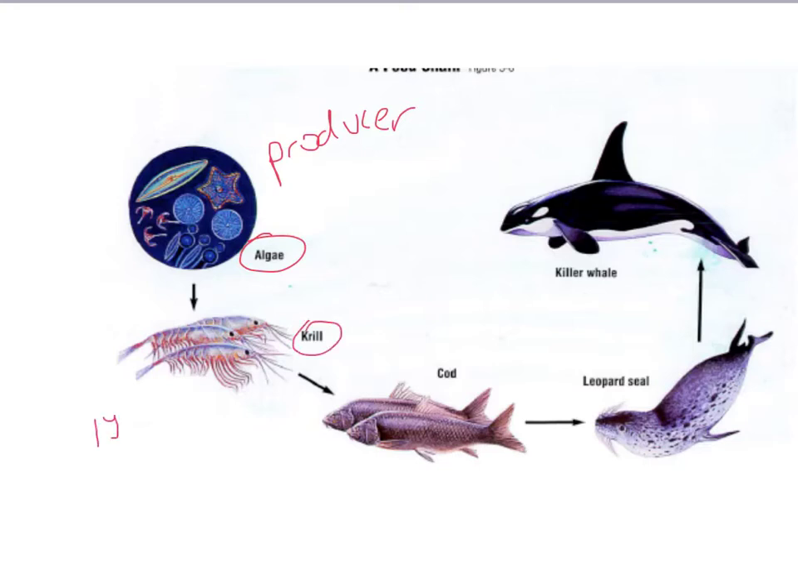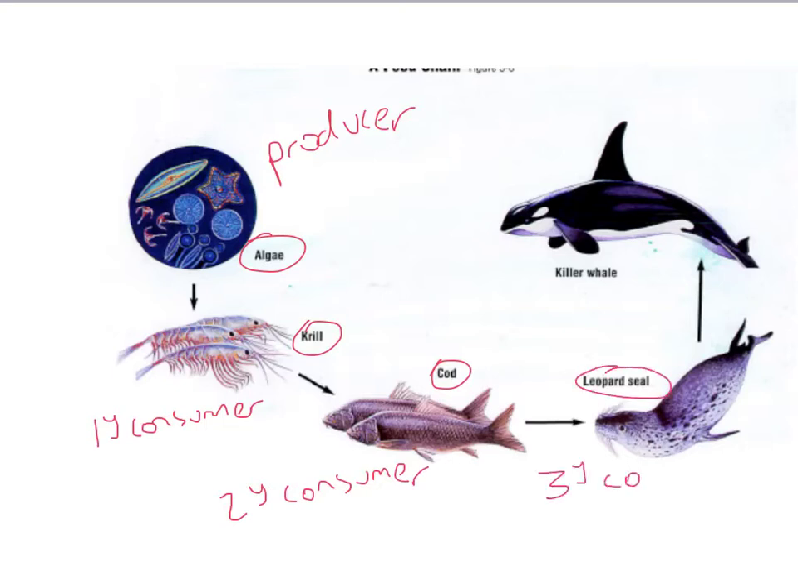Krill is the primary consumer. The herbivore that's going to be eating the algae. Cod are the secondary consumer. Or the carnivore that's going to eat the krill. Leopard seals are the tertiary consumer. The carnivore that's going to eat the cod, and then finally we have a quaternary consumer, the killer whale, that's going to eat the seal.